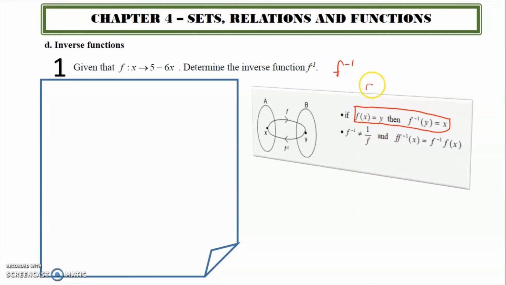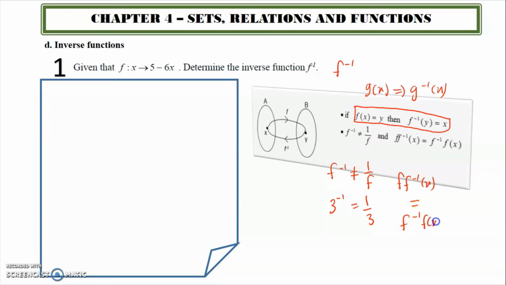Tapi dia depends on soalan. Kalau soalan dia adalah gx, so dia akan jadi g inverse x. Okey, yang kedua, f inverse tak sama dengan 1 over f. Kalau dulu kita belajar 3 kuasa negatif 1 sama juga dengan 1/3, tapi untuk inverse, dia tak sama. Okey, f inverse x sama juga dengan f inverse fx. So, kalau disuruh buat yang ini, kita boleh buat yang ini juga sebab jawapan dia adalah sama.